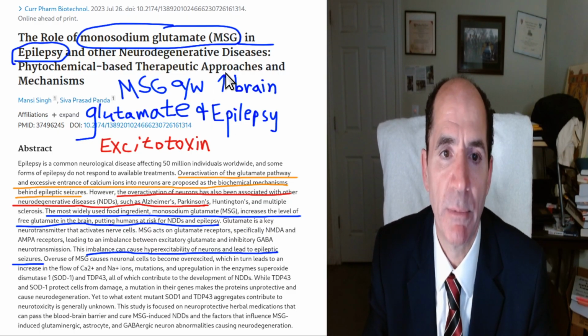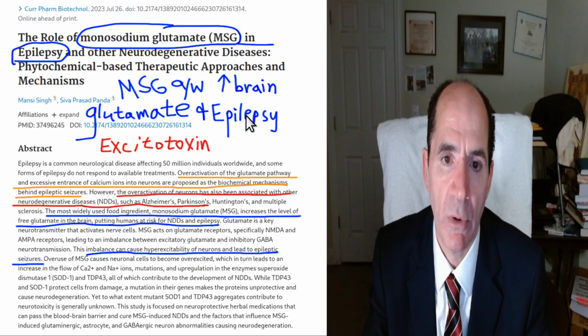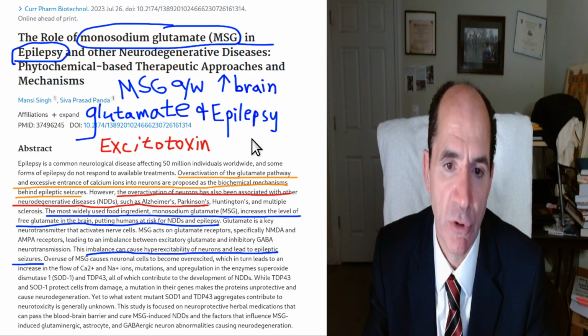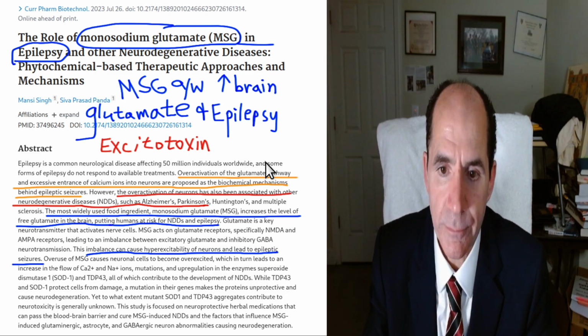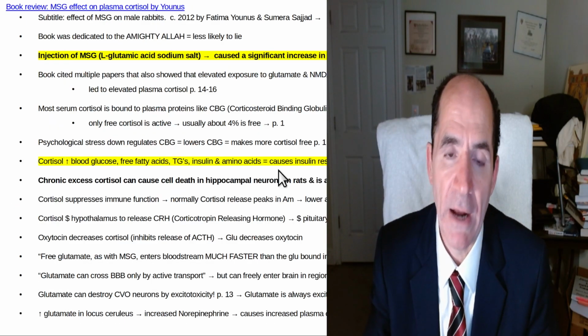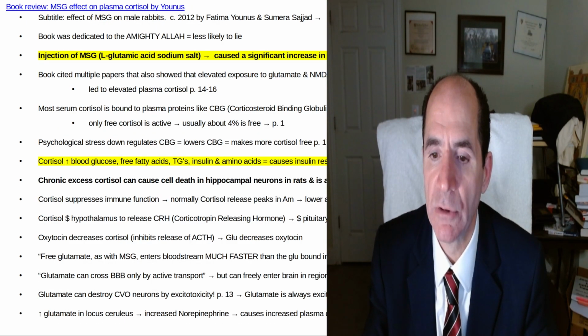Okay, so here's just a paper, monosodium glutamate and epilepsy. So increased MSG in some people will lead to increased brain glutamate, and that'll be associated with increased risk of seizure. Okay? And to me, it's glutamate. I don't really care about MSG. What I care about is glutamate.